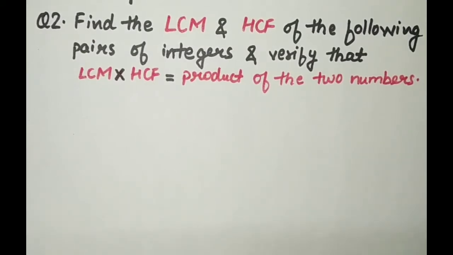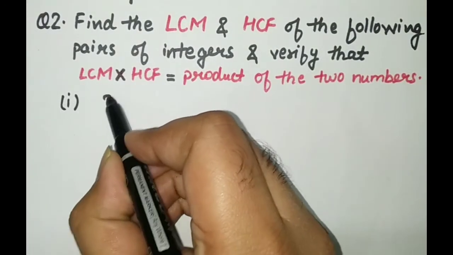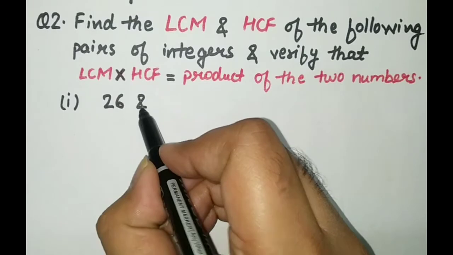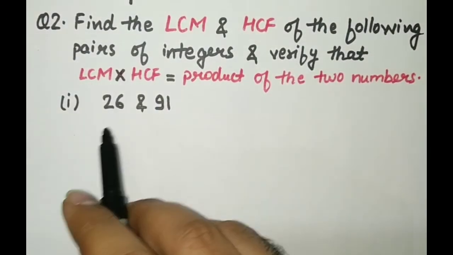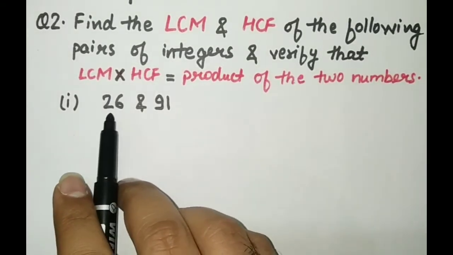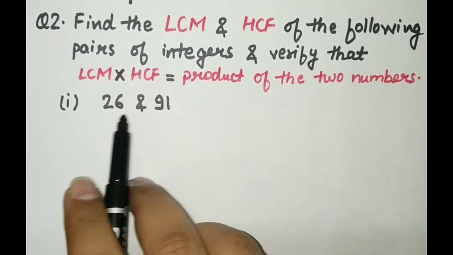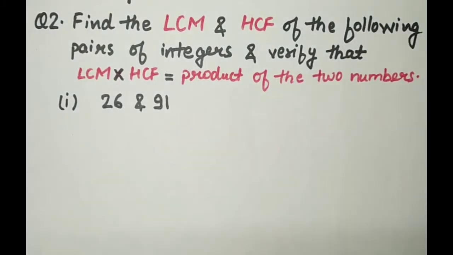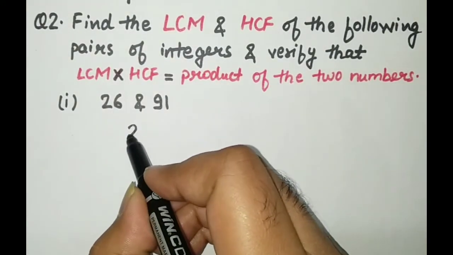So the first question is 26 and 91. We have to find HCF and LCM of these two numbers and verify that the product of their LCM and HCF will be equal to the product of these two numbers. Firstly, we will find out prime factors of each number.